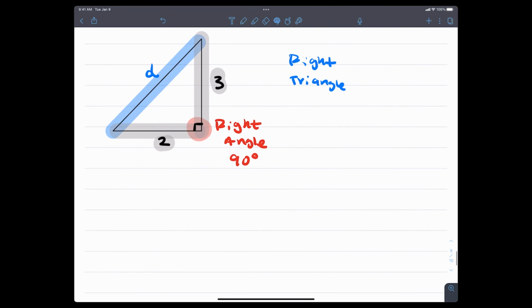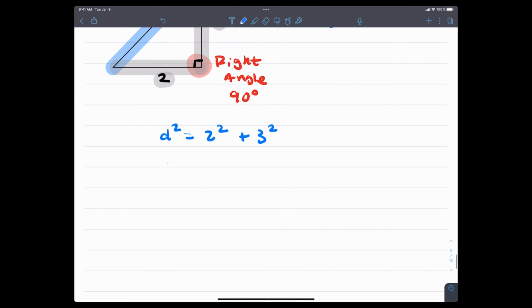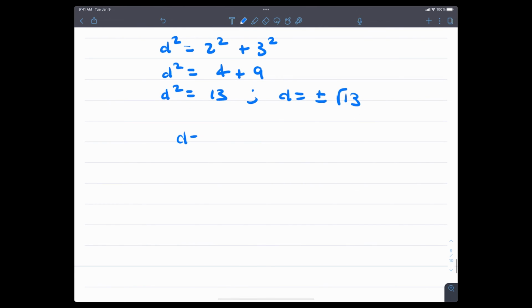What is this? D squared equals what? 2 squared plus 3 squared. D squared is 4 plus what? 9. D squared is what? So what would D be? Square root of 13. So you say there's 2 answers, right? Which one do you throw out? You throw out the negative answer. So that diagonal distance is the square root of 13.